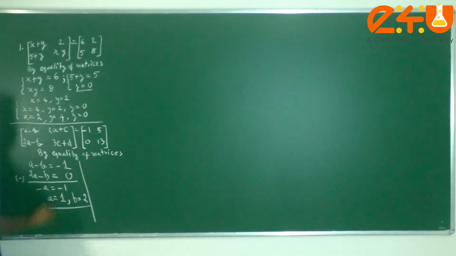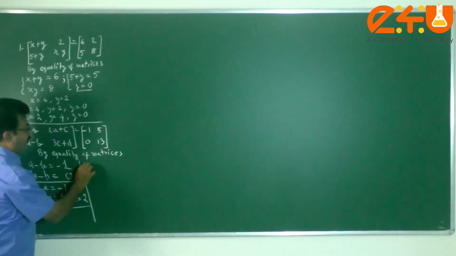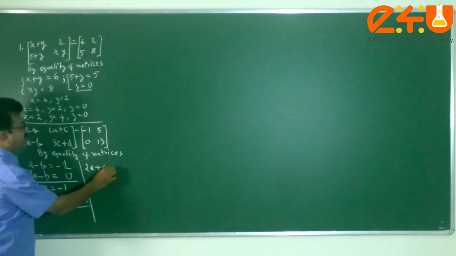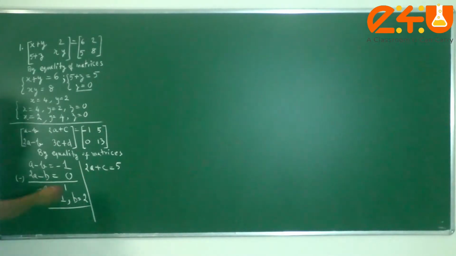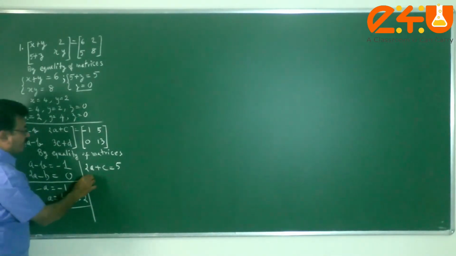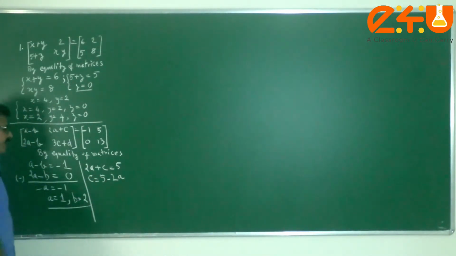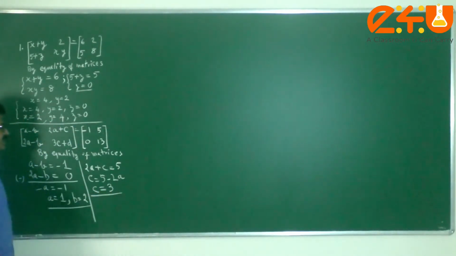Now let us move on to solving for the values of C and D. From position 1, 2, I get 2A plus C equals the corresponding element on the RHS, which is 5. Since you already got the value of A, it is quite simple to get C as 5 minus 2A. A happens to be 1, therefore 5 minus 2 only. Therefore C is 3.